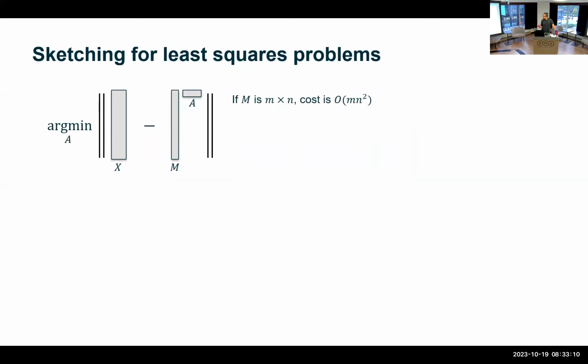So let's now not think about tensors for a little while and only look at least squares. This is just a classical least squares problem. Here is the right-hand side matrix. Here is the design matrix, and A is the thing we're trying to solve for. A little bit of poor notation on my part, I'm calling a lot of things M, but M is the name of the design matrix here. If it's little m by little n, then the cost of solving this using something like QR is mn squared.